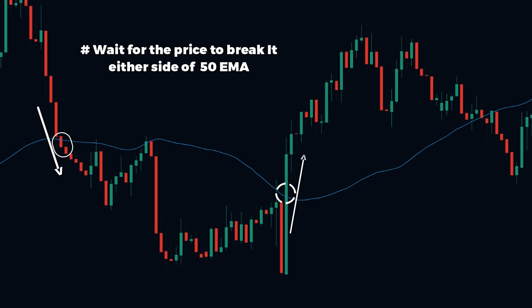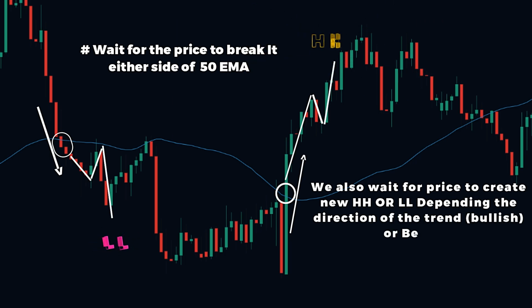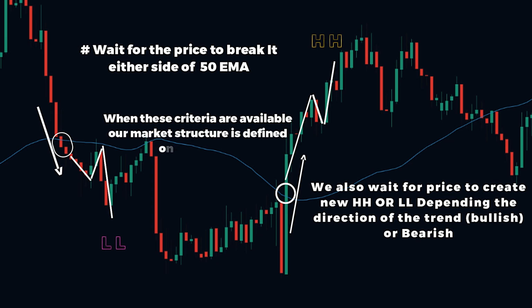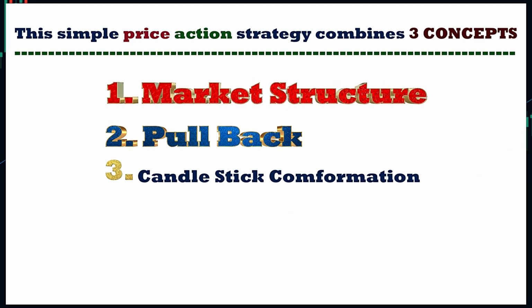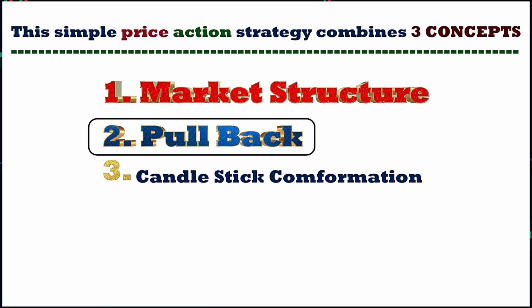So wait for the price to break either side of the EMA. That's when the market structure has been set in place. Then we wait for the price to create new higher highs or lower lows, depending on 2 series candles or 4 series candles, in the direction of the trend, whether bullish or bearish. When those criteria are available on the market structure, our market structure is defined on that side. I hope this is clear, but when we go into examples, you will understand why we said either side.